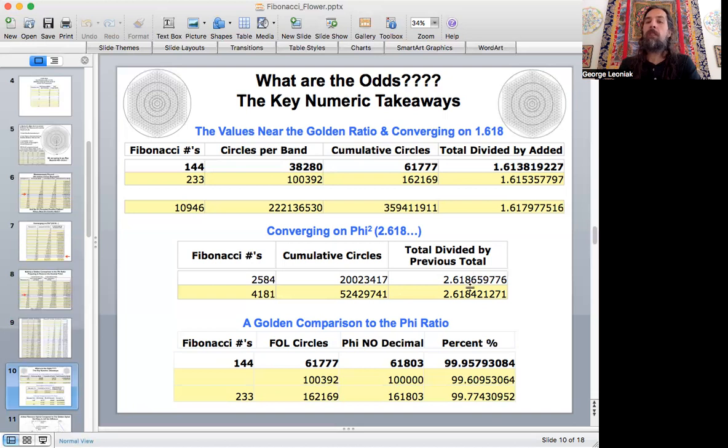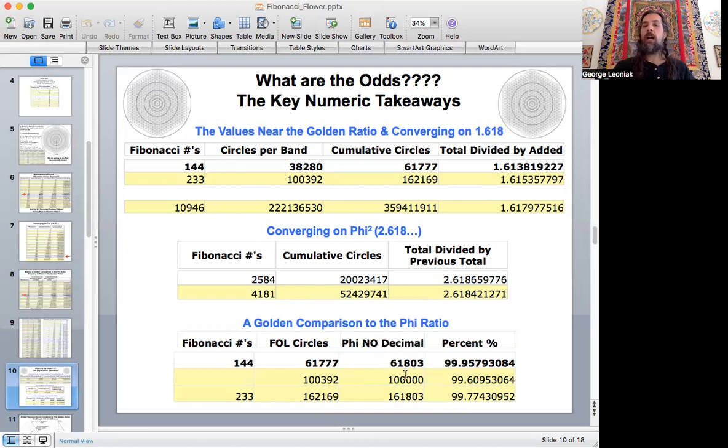2.618033. So we're really at these sequence of numbers here, Fibonacci numbers 2584 and 4181. When we divide those two together, we come up with the 2.618, very close to phi squared. And then we do the golden ratio comparison and getting close to the phi ratio here.